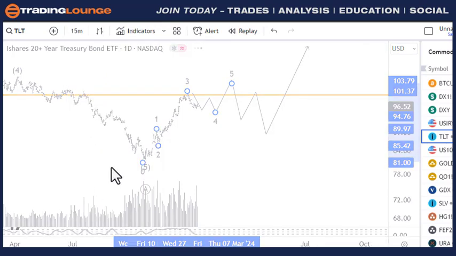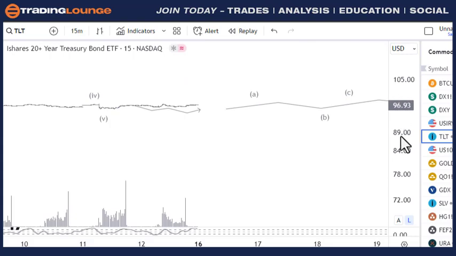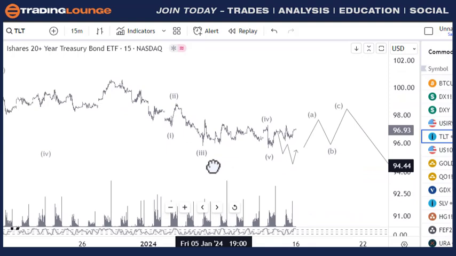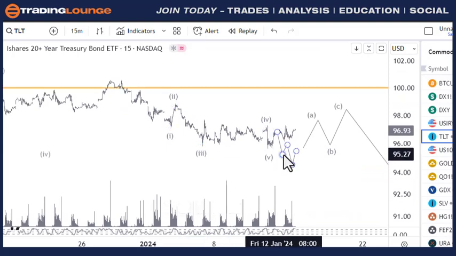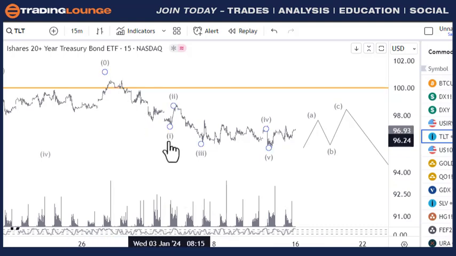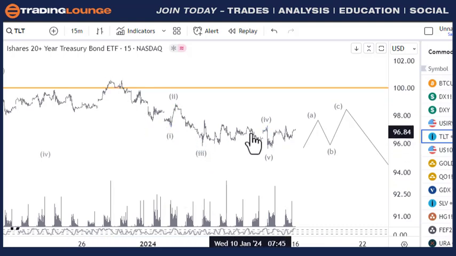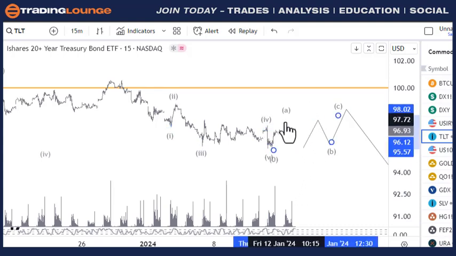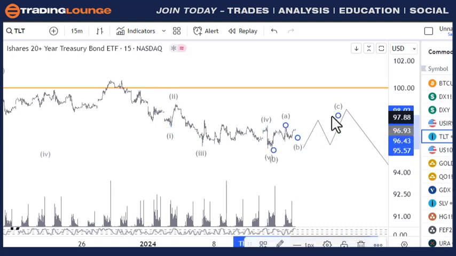So 15 minutes, was it? So yes, I haven't updated this for a while, so that can go. I think we got the low in, because I remember going over this before, 1, 2, 3, and all of this is 4 here and then 5 here. So it looks like we're sort of in the ABC sort of thing here now somewhere.